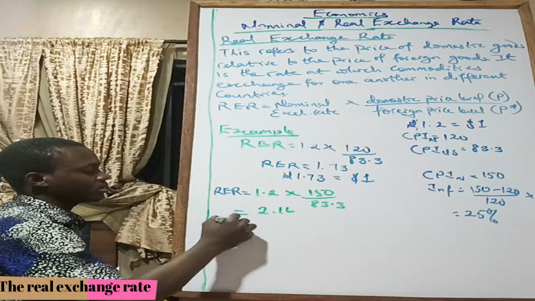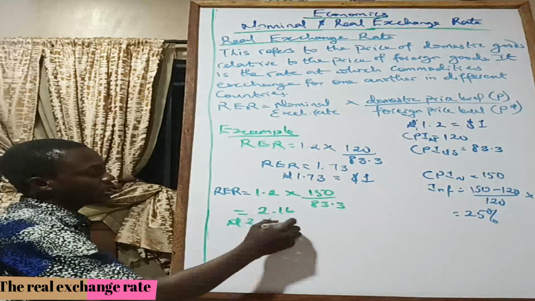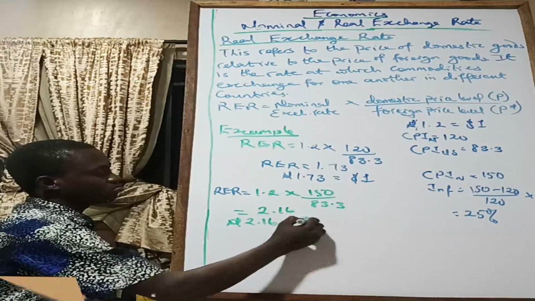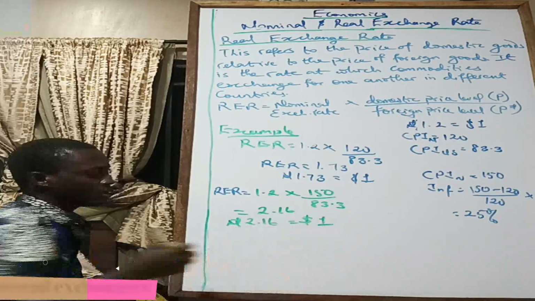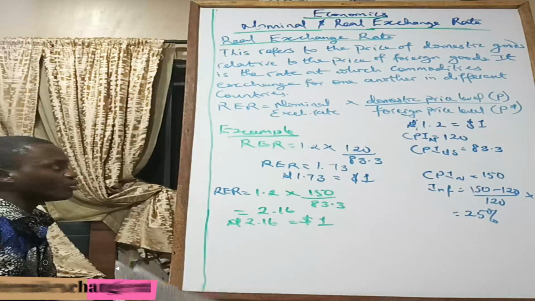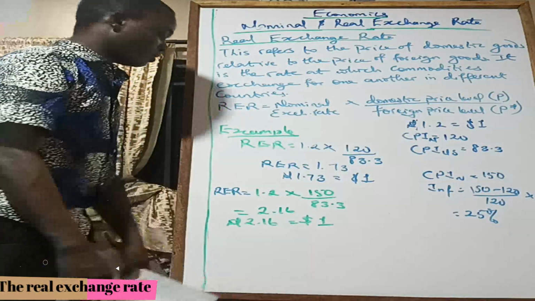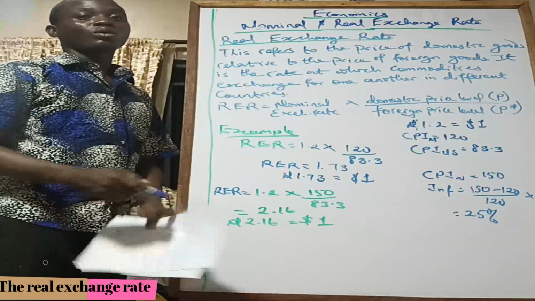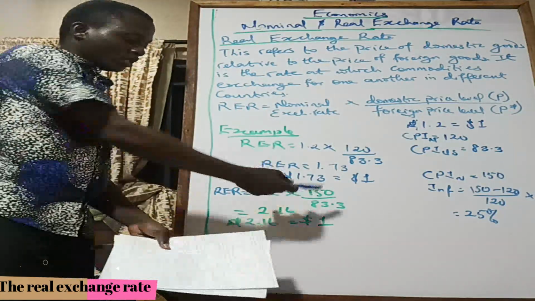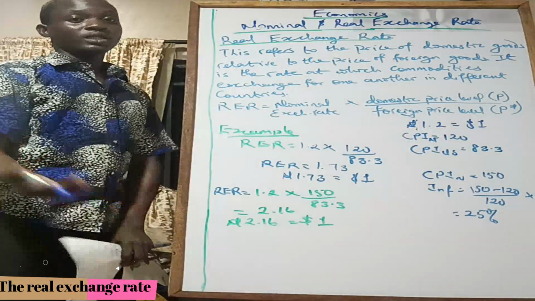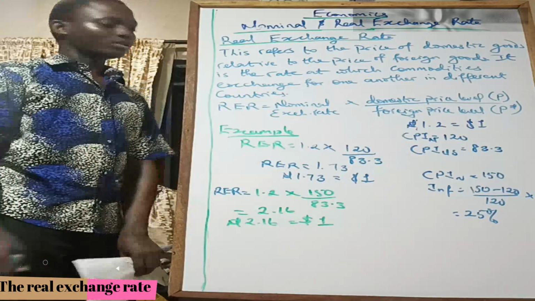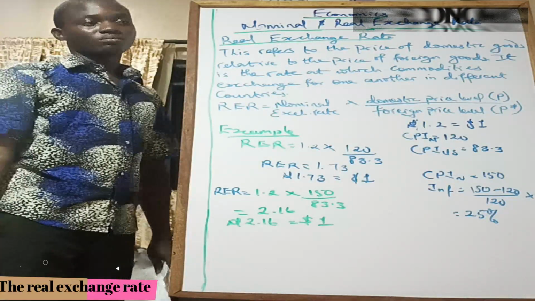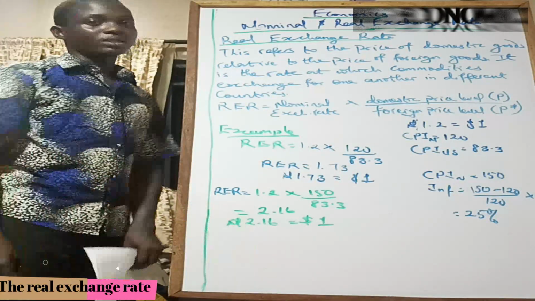So in real terms, 2.16 equals $1. While the nominal exchange rate is saying 1.2 naira is equal to $1, in the real sense of it, $1 is actually equal to 2.16 naira due to the inflation that has happened in Nigeria, due to a 25% inflation in Nigeria. So the naira is going to be worth less in real terms than the dollar. That is exactly what is happening here.